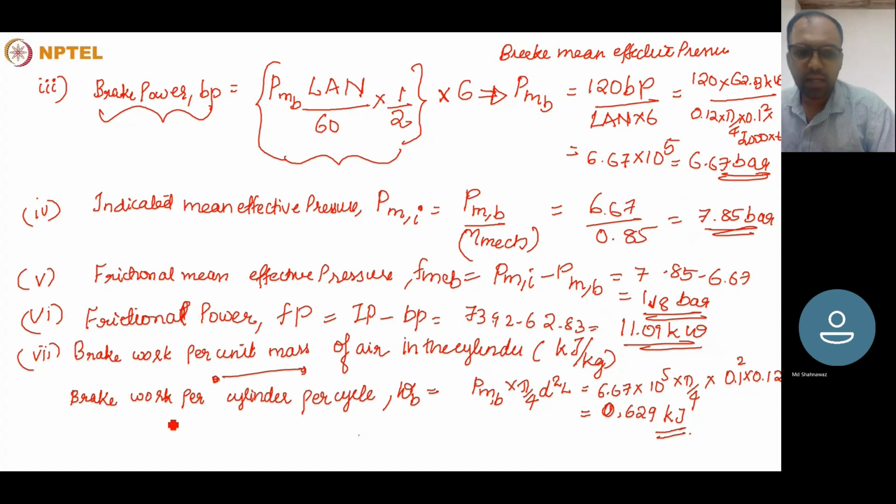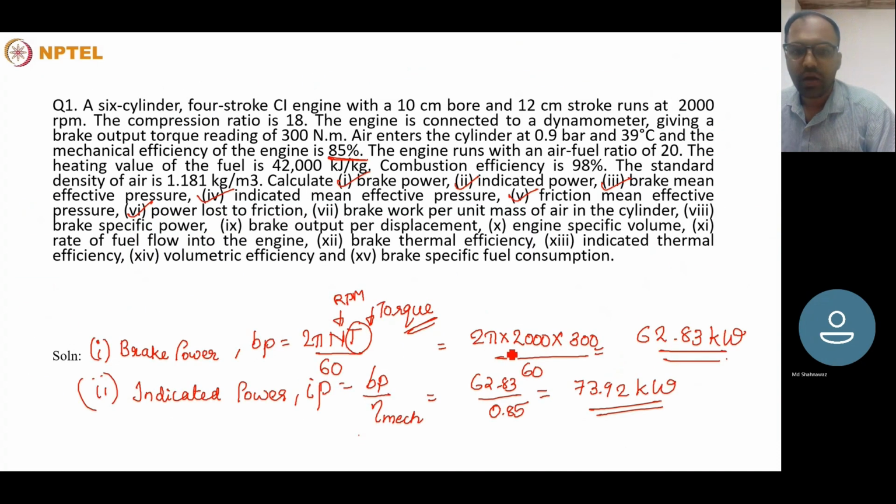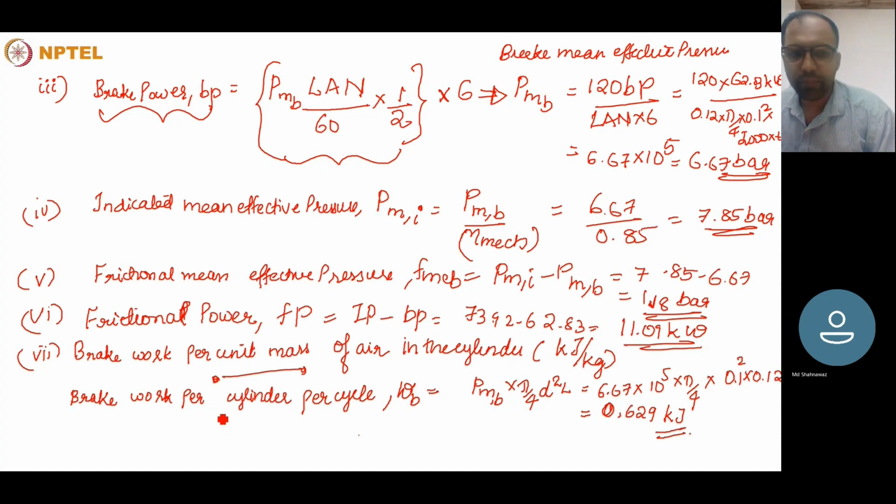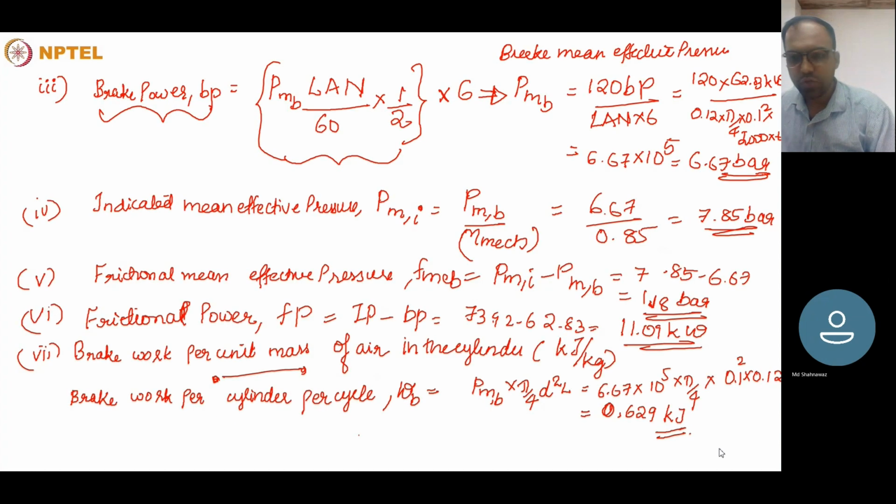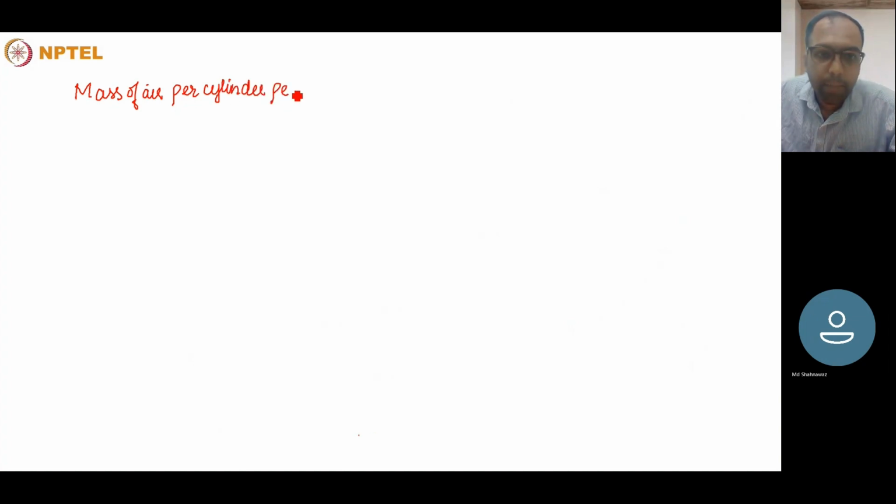Now we need to calculate the brake work per unit mass of air in the cylinder. We have calculated the brake work per cylinder per cycle. Now we need to calculate the brake work per unit mass of air. So this quantity should be divided by the mass of air in one cylinder per cycle. So how to calculate the mass of air per cylinder per cycle?